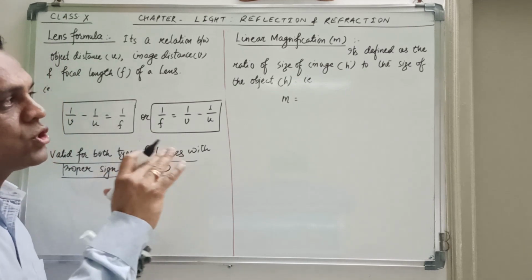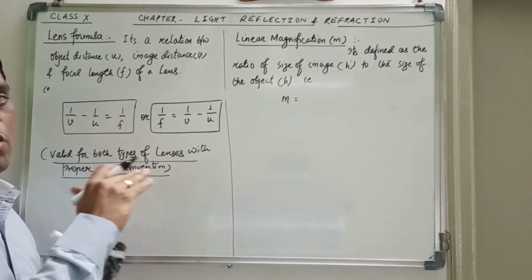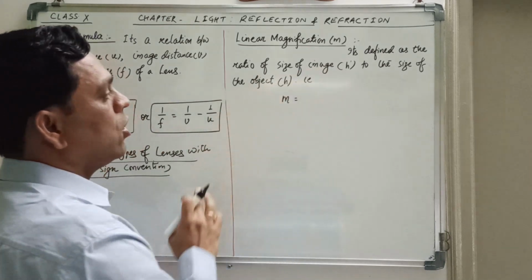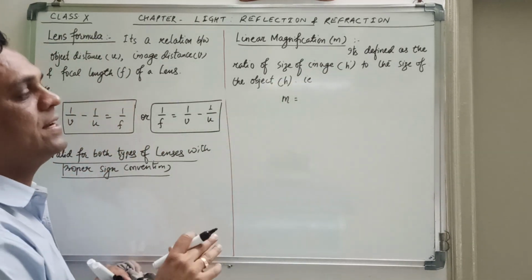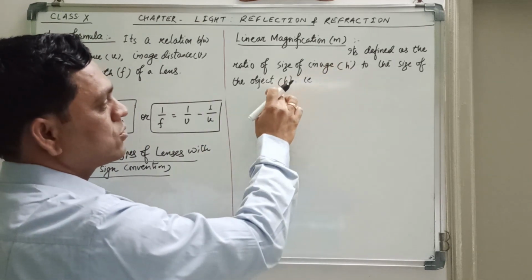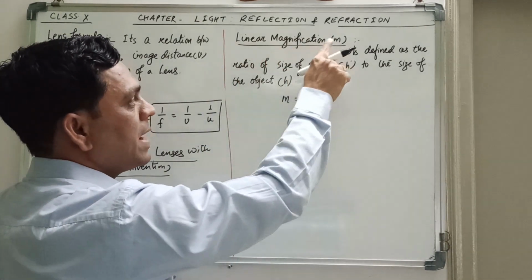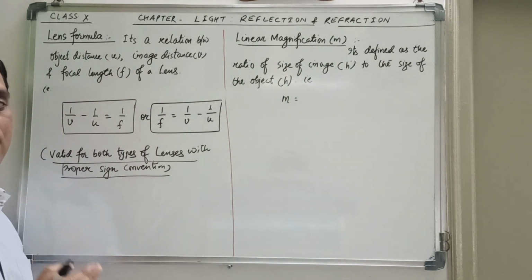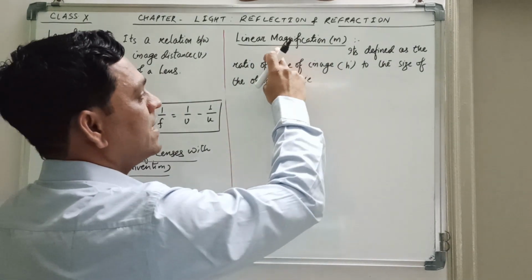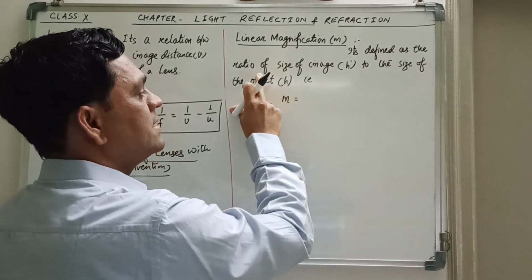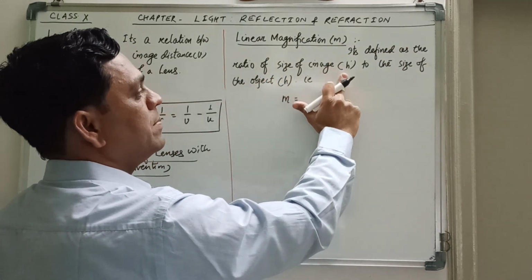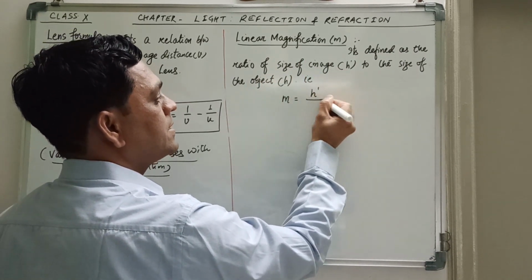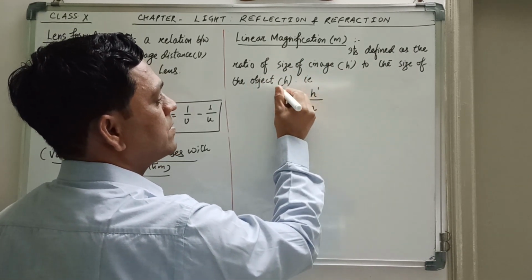मतलब image की size कुछ भी हो सकता है, small, greater और equal हो सकता है. तो जो size of the image होता है और जो size of the object होता है, that ratio of the two, h dash to h, is known as linear magnification produced by the lens, which is simply known as magnification also. So the magnification of a lens is defined as the ratio of size of the image to the size of the object h. So m is equal to h dash upon h.